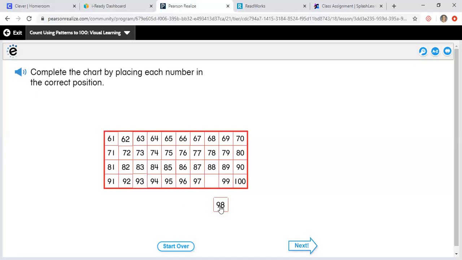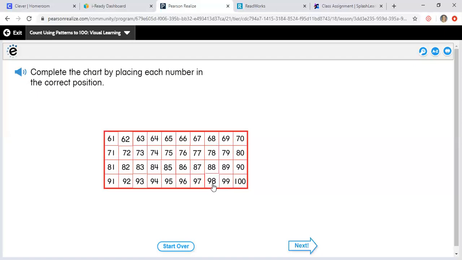And just to make sure that this one does belong here, we know it's in the 90s, so that's correct. Now, does the 8 belong in the ones place? Let's look up. Yep, 8 there, 8 there, 8 there. Good. So 98. Very good.